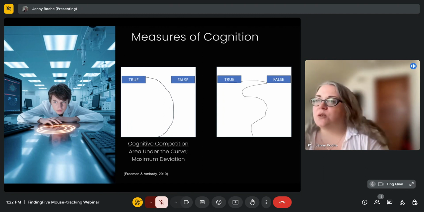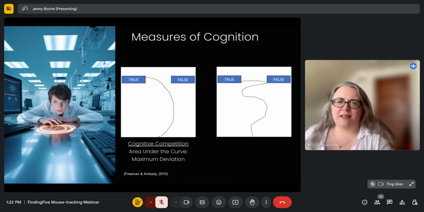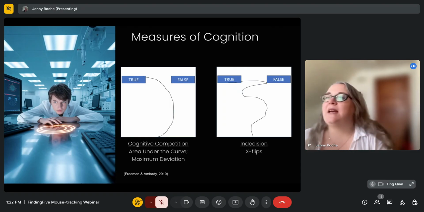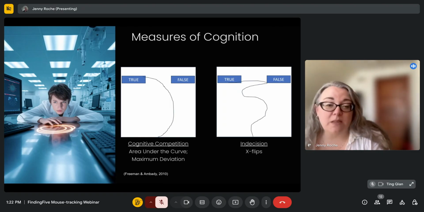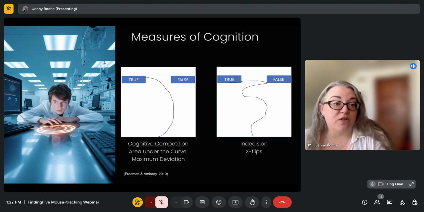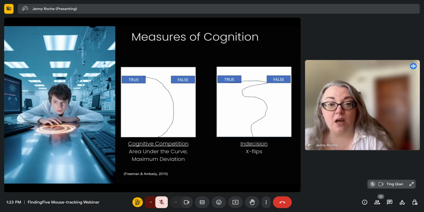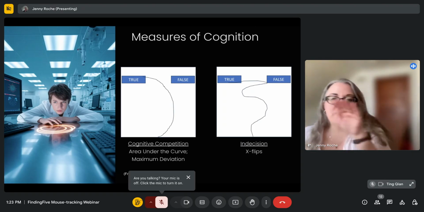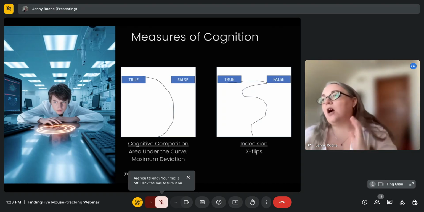The other one that I use quite often is this zigzag pattern that sometimes occurs when people are making a response. This is a measure of indecision, and it's measured by what is called an X-flip. An X-flip is really just the number of reversals across the midline axis of the computer screen. So that shows bouncing back and forth: Oh, is it true? Is it false? Is it true? Going back and forth.